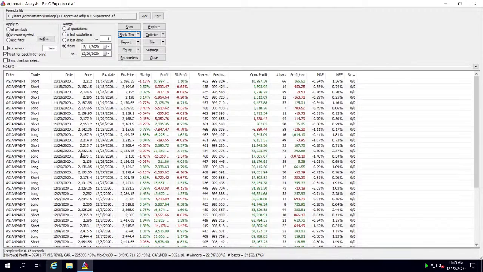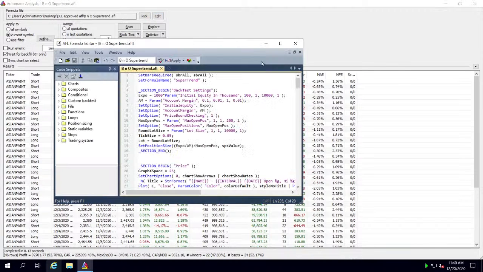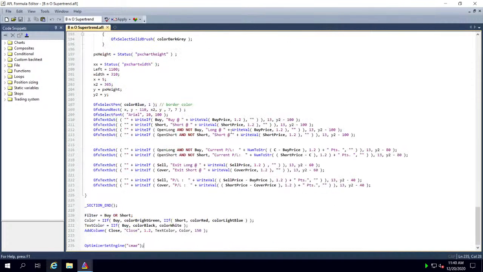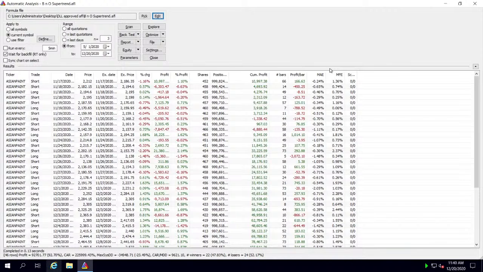To optimize, any AFL cannot be optimized automatically. You will have to define optimized parameters and engines. In this particular AFL, if I show you the code, at the end of this AFL, I have defined one engine: optimizer set engine CMAE. This is a default engine inside AmiBroker that I have defined. Because of this engine, I will be able to optimize an AFL.